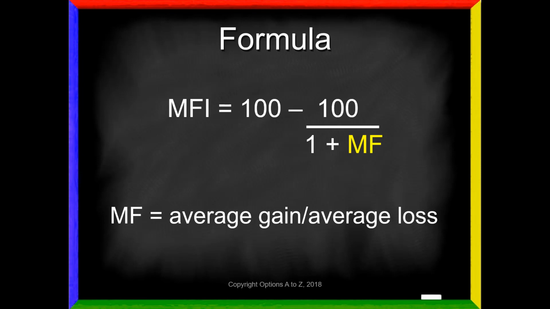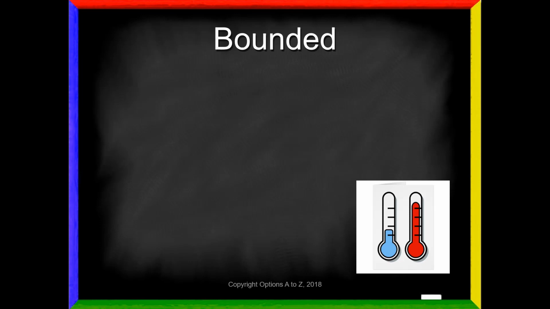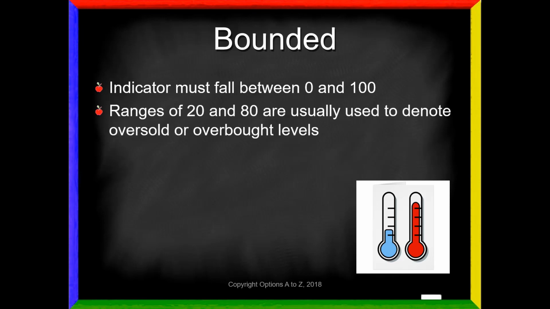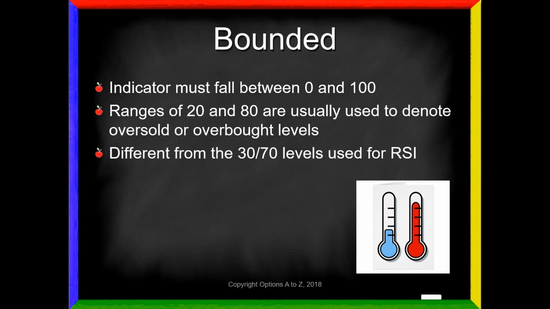it's just that we're going to make these calculations a little bit differently to also account for volume. Money Flow Index, like a lot of these oscillators, is a bounded index, and that just simply means that it has a range. And in this case, the indicator must fall somewhere between 0 and 100. Ranges of 20 and 80 are usually used to denote oversold and overbought levels. These are a little different from the 30-70 levels used for RSI, although as I showed in the E-Trade platform, it does default to 20 and 80 for RSI. So like a lot of these indicators, it is a matter of preference.